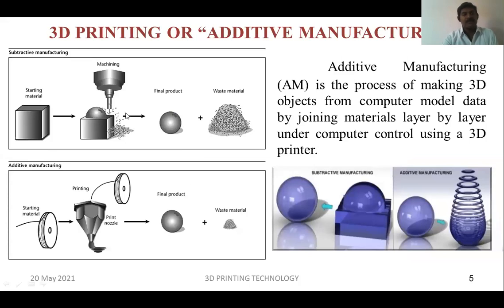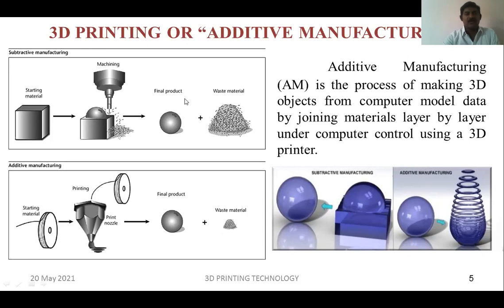In previous days, we were doing subtractive manufacturing. In subtractive manufacturing, we start from the material and machining, then the final product, and waste of material. Starting from the starting material, we need to reduce the whole structure of material into the designated part. So we need to remove the maximum material in this process.